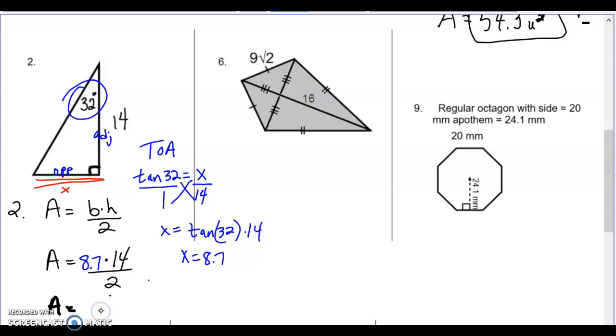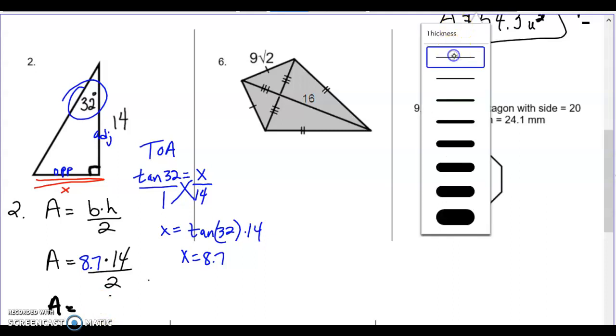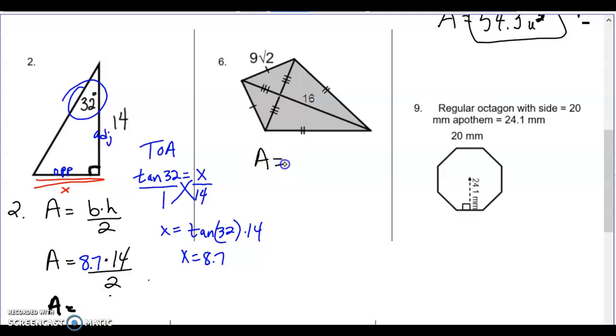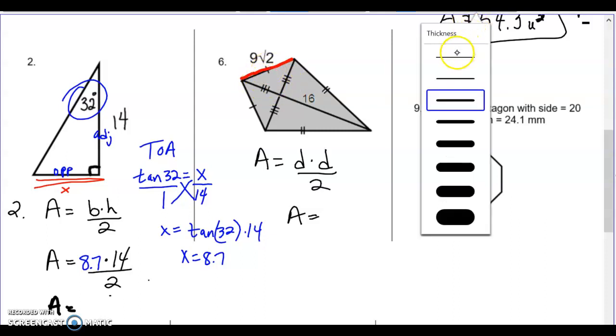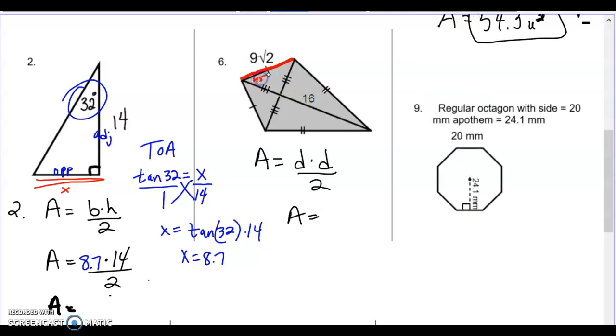All right, so this next one is also a kite over here. We're going to find the area of that kite. Again, it would be diagonal times diagonal divided by 2. On this one, I do not know the entire lengths of the diagonals. However, I do know that this side right here is 9 square root 2. And because these two pieces are equal, see how this one has 3 marks and that one has 3 marks, then this would be a 45-45 triangle. I believe on the test I have the 45 written in there for you.